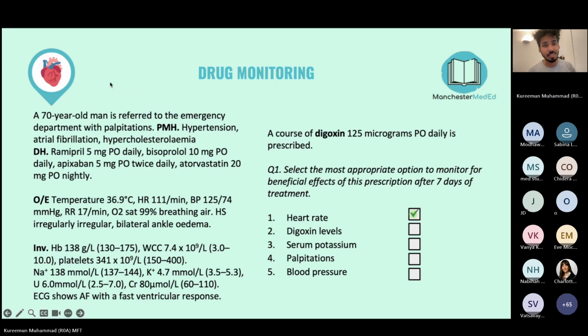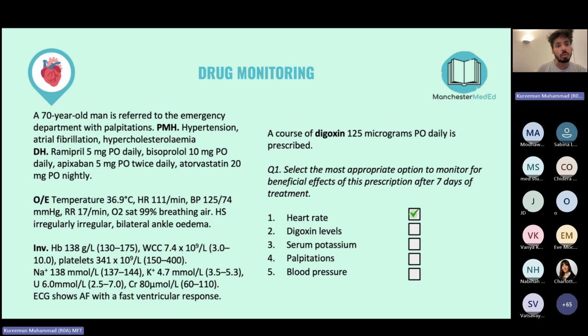So the correct answer is heart rate. So it's just to know. Like I said before, there's two ways to treat AF: rate control and rhythm control. Digoxin addresses the rate control bit of AF alongside beta blockers and calcium channel blockers. The reason why it is heart rate is because it is asking you to monitor for beneficial effects.